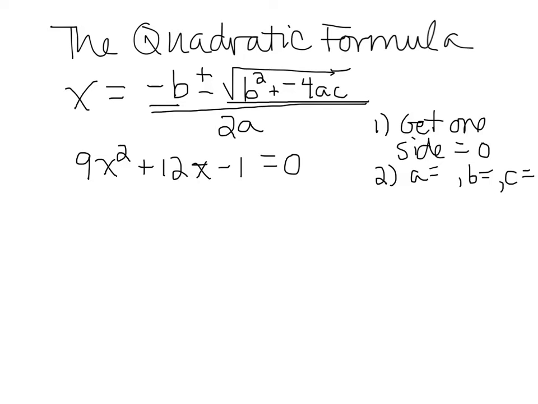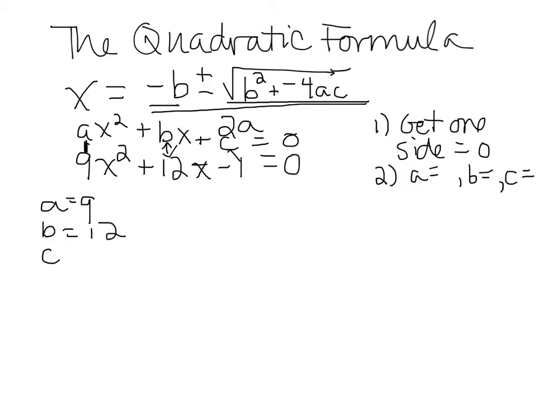Okay? And in this situation, what I'm suggesting you do is this. In this case, a is 9 because it's in the form ax squared plus bx plus c equals 0. So we can see that 9 is in the place of a. It's the coefficient of the quadratic term. 12 is in the position of b, and negative 1 is in the position of c. And then you plug it in.